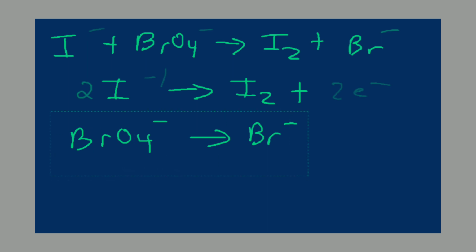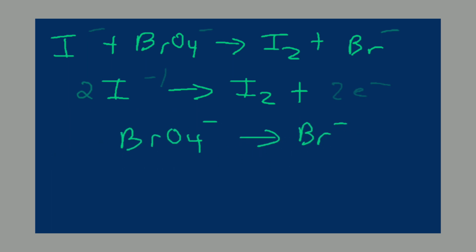Now we can do so by adding H+ or water. Notice that we have 1 bromine atom on both sides, but we have 4 oxygen atoms on the left. So that means we need to add 4 water molecules to the right side. So that's it for oxygen.